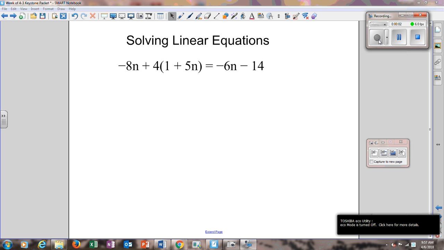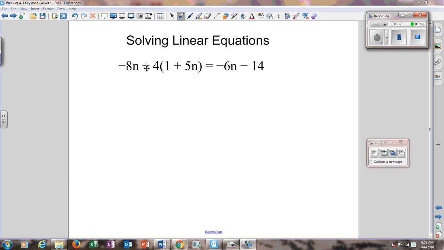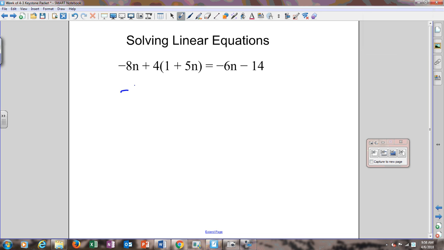All right, on to the last section of the packet, solving linear equations. This is stuff you should be used to by now. This is the most basic form of algebra that we did in Algebra 1. So when you solve linear equations, remember first, when you see parentheses, that you have to distribute. So if you have a 4 in front of the parentheses, you distribute that to all the terms inside the parentheses.